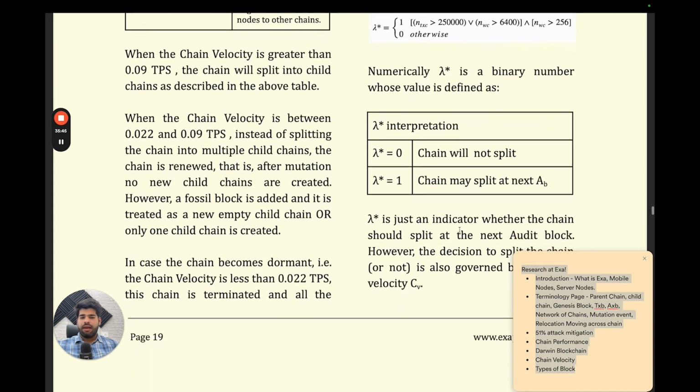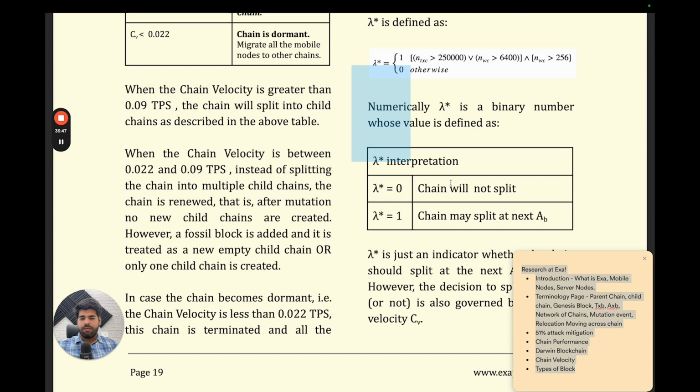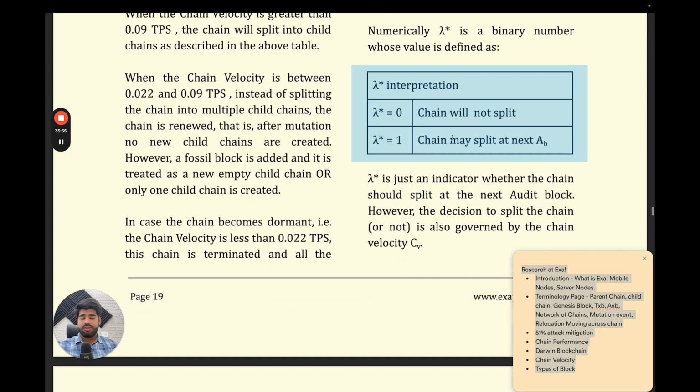So numerically, like I mentioned, if it is 0, the chain will not split, and if the value is 1, the chain may split at the next audit block or at the point of next mutation. Now, lambda star is just an indicator whether the chain should split at the next audit block or the next mutation or not. However, the decision to split the chain is also governed by chain velocity.